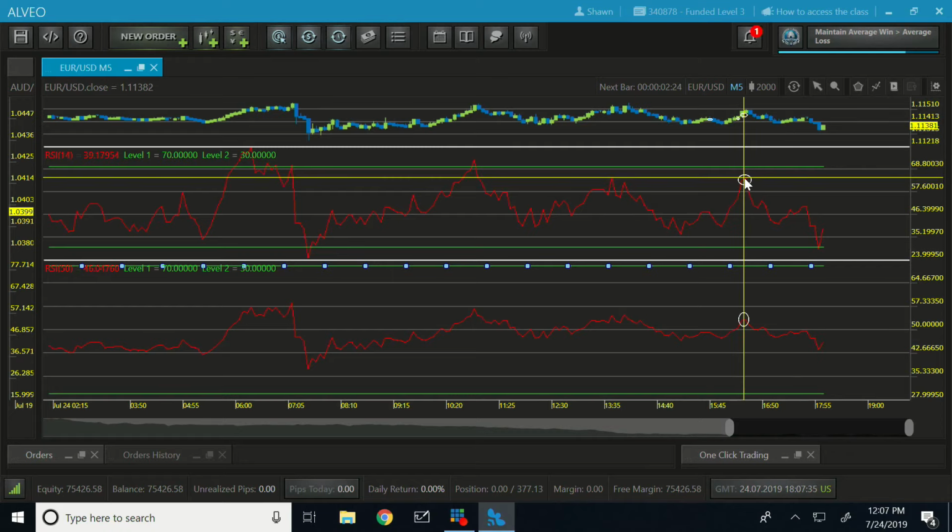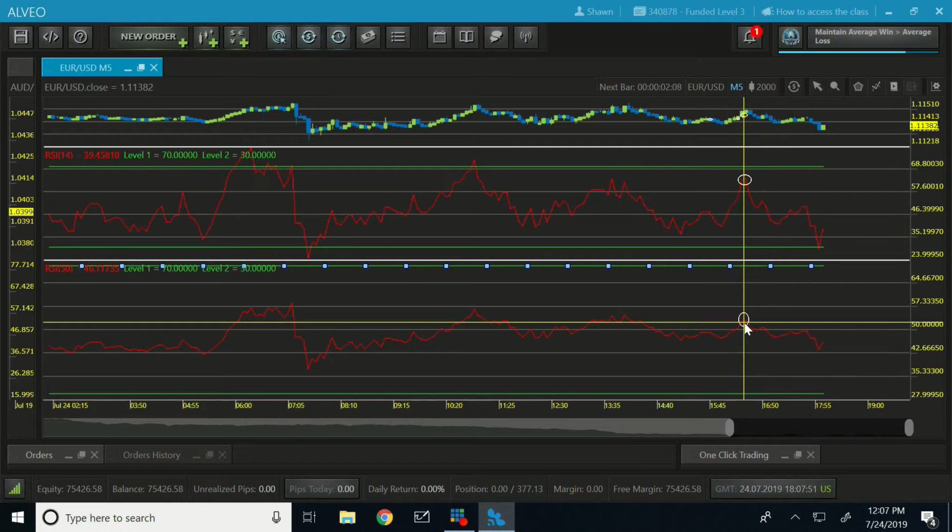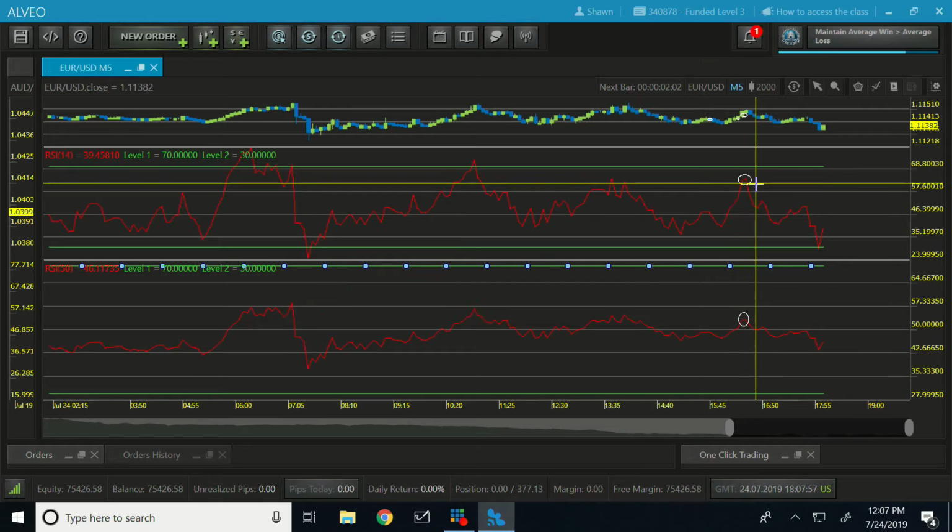Up here, the result is approximately 50, 60, let's say 65. The top number, let's say, is 64 right here on the 14 period, and over here you're down at about 52 or 51. You see, very different results.